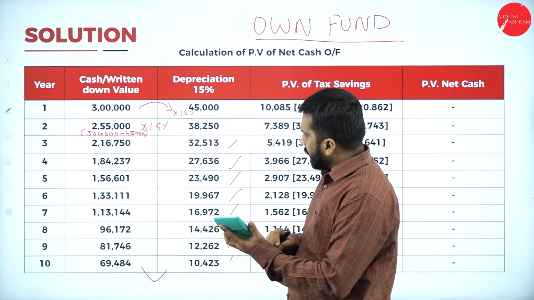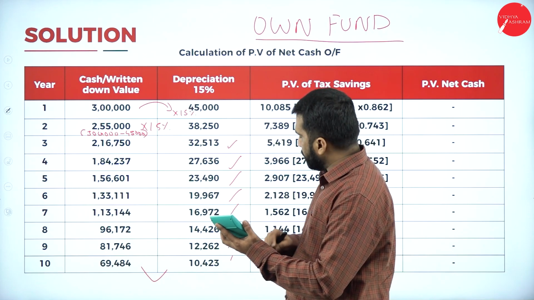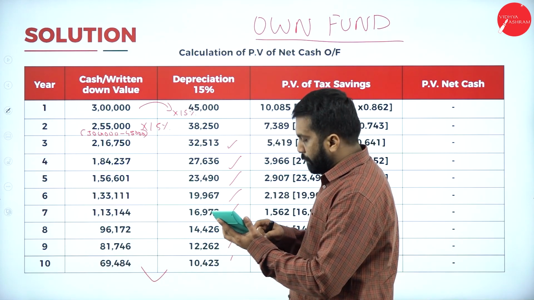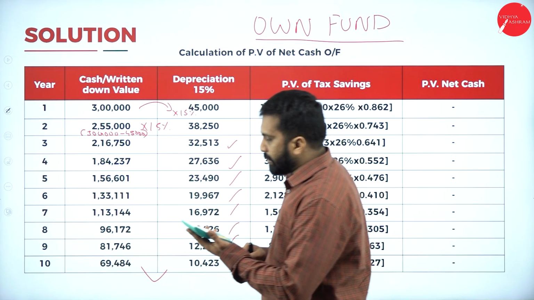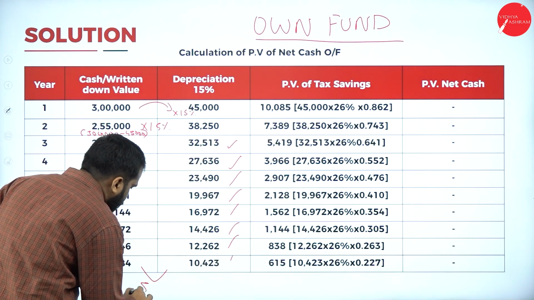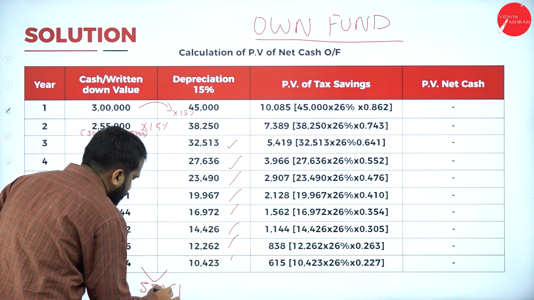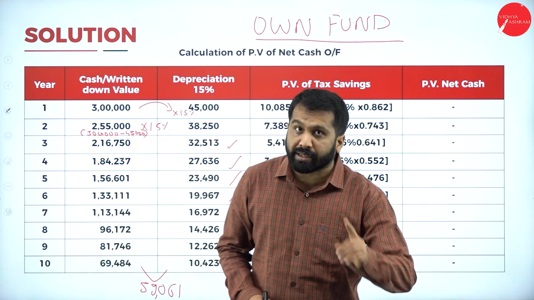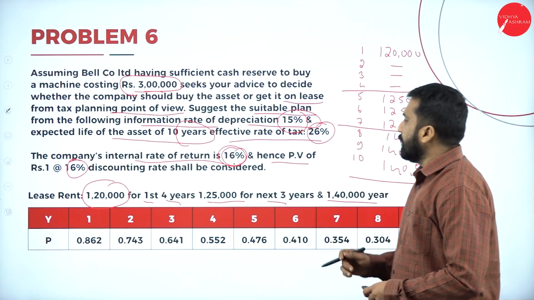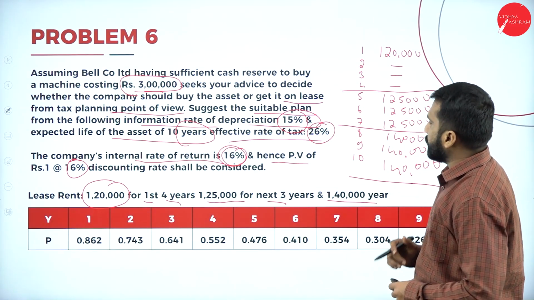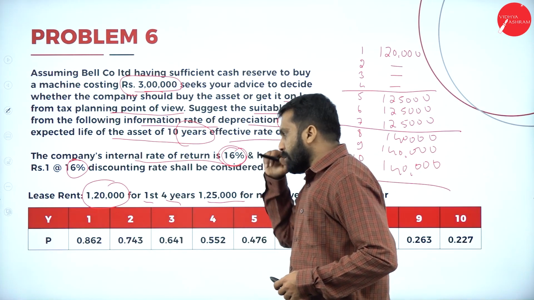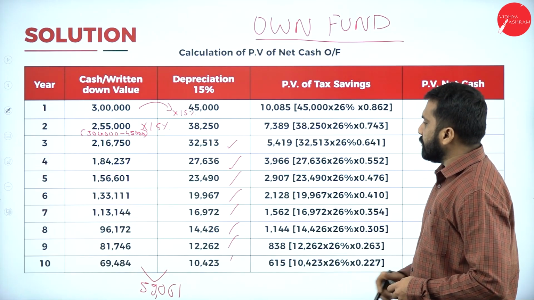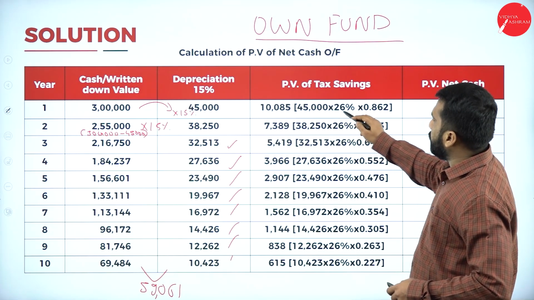So 69,484 minus 10,423. I got 59,061. This is for the last calculation. Remember this. And we're done with this. Then 0.8262, all these are your PV factors. All these are done. Your PV is what?